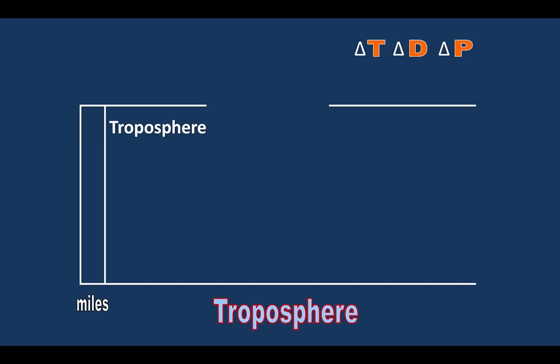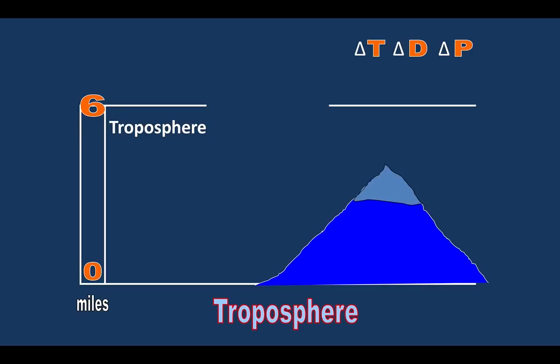Now the troposphere is from 0 miles, so starting at the surface of the Earth, up to about 6 miles up. Okay, so this first 6 miles closest to the Earth is called the troposphere. Now the troposphere is going to include mountains. Even our tallest mountains are nowhere near to the top of the troposphere.